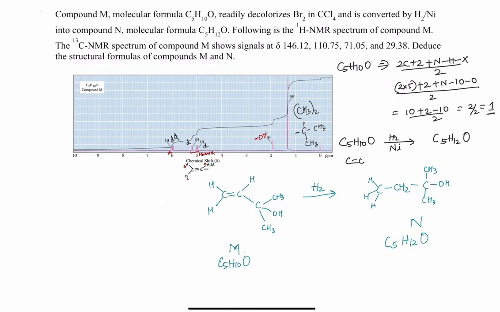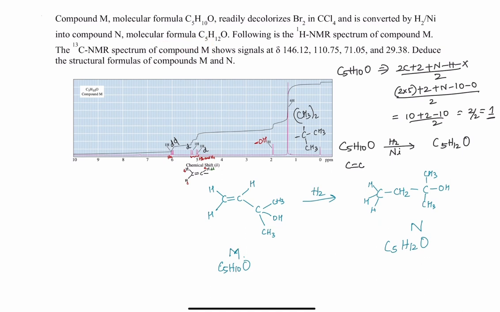And one last thing that we can do is we can also find the number of carbon signals here. So there are totally 4 carbon signals that compound M is showing. So from the structure, we can clearly see there are 4 different carbons. So this is A, B, C, and then these 2 methyl carbons are going to be one and the same.